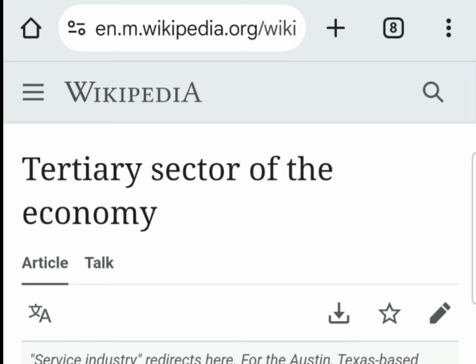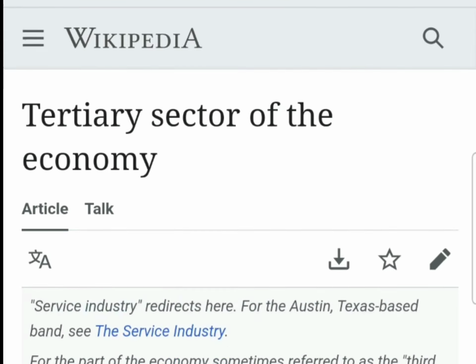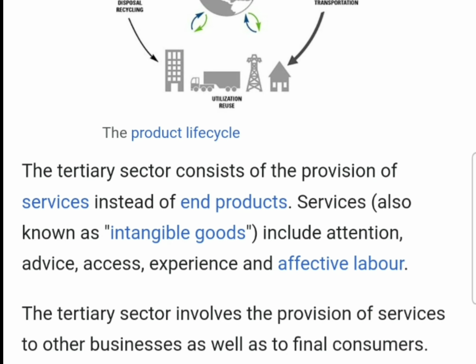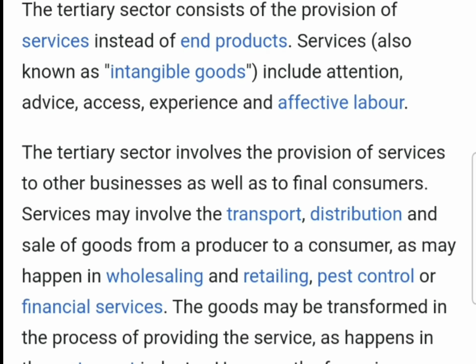The service sector, which is also called the tertiary sector of the economy, has a 58% share in Pakistan's GDP. The tertiary sector consists of the provision of services instead of end products. Services, also known as intangible goods, include attention, advice, access, experience, and effective labor. Services may involve the transport, distribution, and sale of goods from a producer to a consumer, as may happen in wholesaling and retailing, pest control, or financial services.